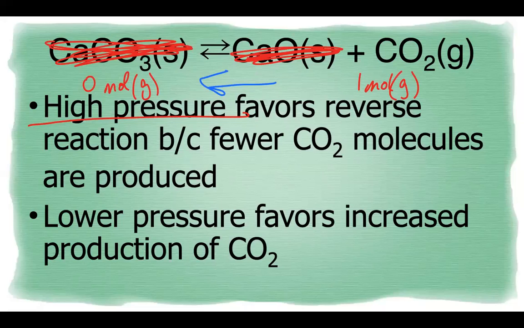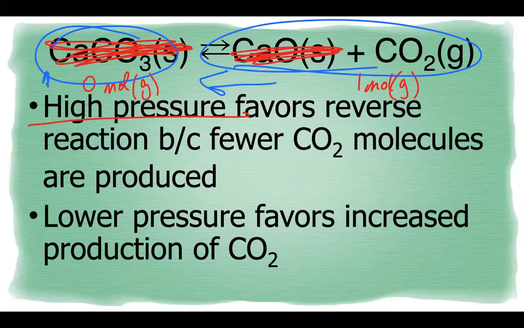and you reduce pressure. So what's going to happen is you're going to establish a new equilibrium, but at the new equilibrium, you're going to have a higher concentration of CaCO3 because you've increased the reverse rate, and you're going to have a lower concentration of your products.